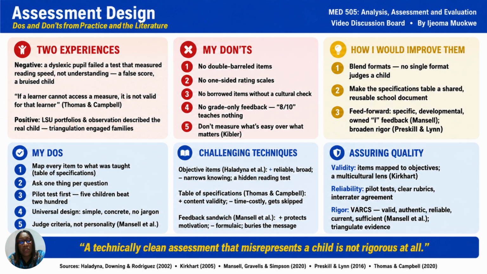Then the next one is to use a universal design that is simple and accessible for all the learners that are going to be assessed. The fifth one is your criteria for judging should not include the personality of the child that is going to be tested. For my don'ts, no double barreled items. Yes, stick to one particular thing when you're asking your questions.